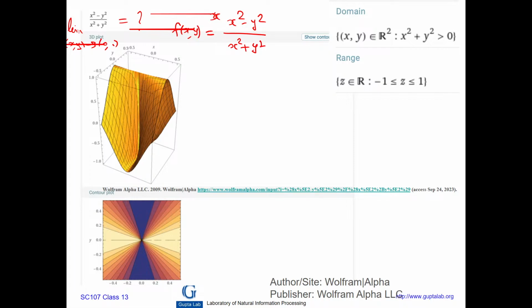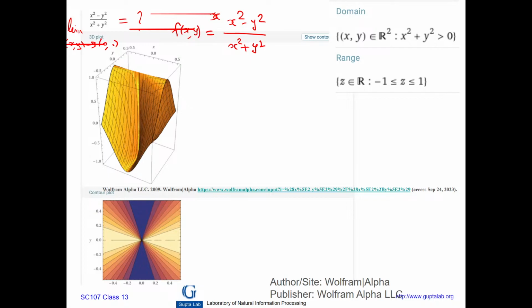So by observing the function and finding two paths for which the limit is different, we can say that the limit does not exist. If it exists, it should be the same along all paths. So I have to only produce two different paths for which the limit is different.